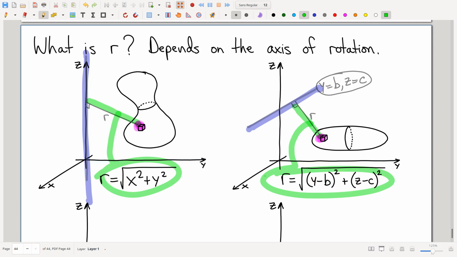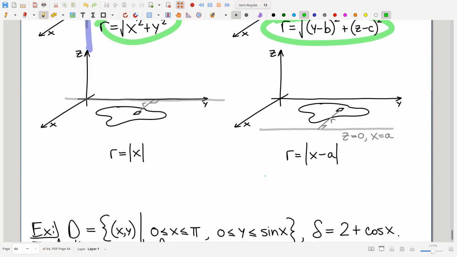It also depends on the nature of the domain. Notice that if you're talking about an area that is entirely in the XY plane, if mass is distributed across an area instead of a volume, then the R in this case is just the absolute value of X. And in fact, for that particular picture, I can see that X is always positive, so I could get away with saying just X.